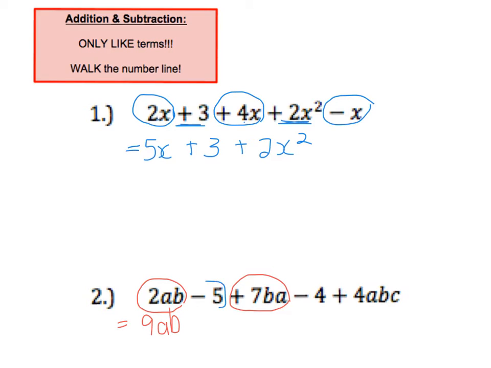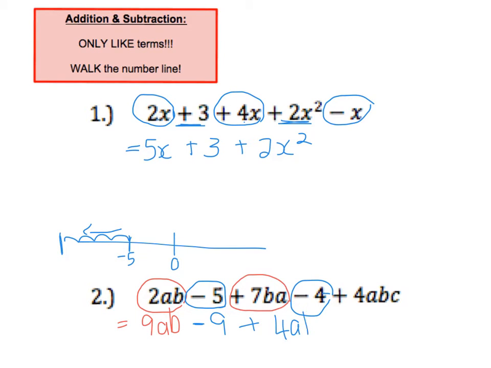Now, if we have negative 5 minus 4, if we imagine walking on the number line, there's 0, there's negative 5. If I'm minus 4, I'm going to walk in that direction. So if I walk 4 spaces in that direction, I'm going to end at negative 9. The last term doesn't have any other terms of the same type, so that remains 4abc. And that's your final answer.